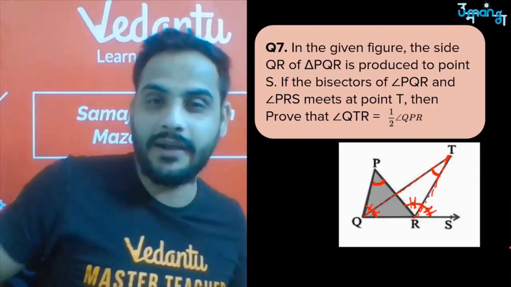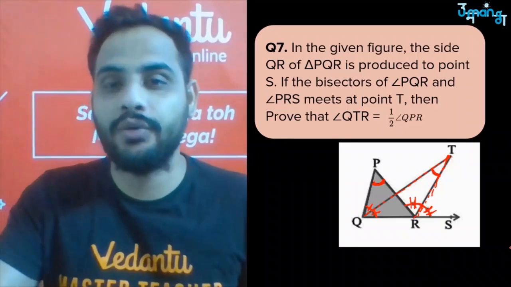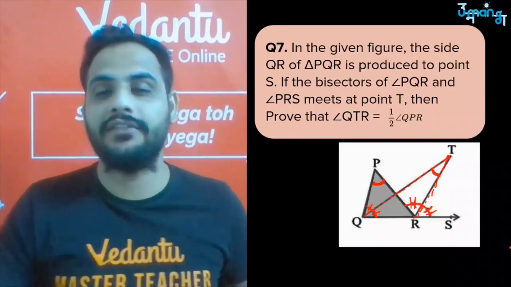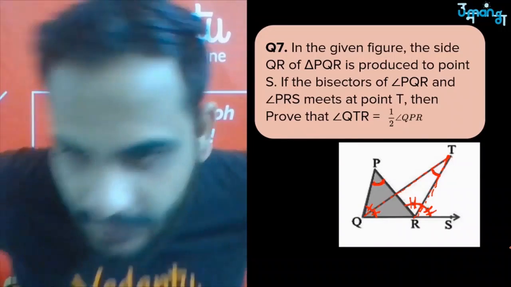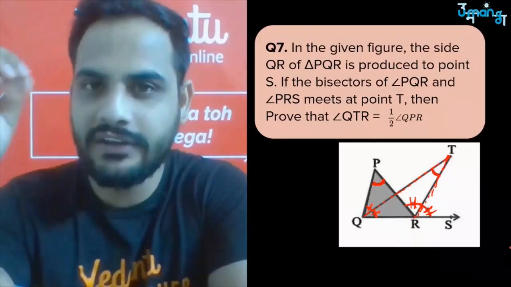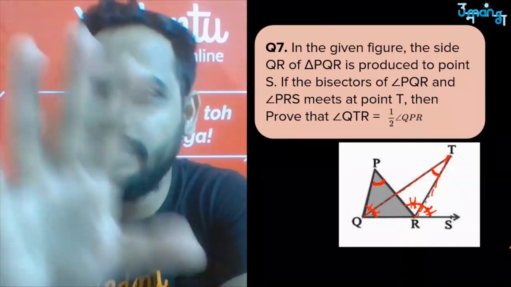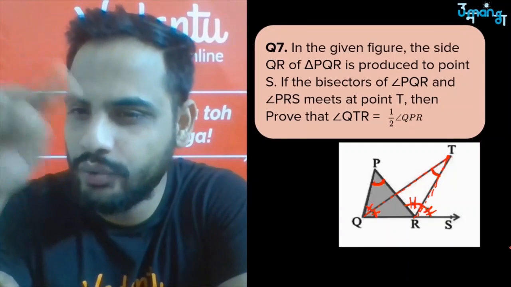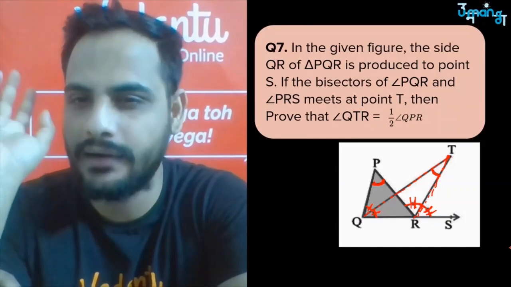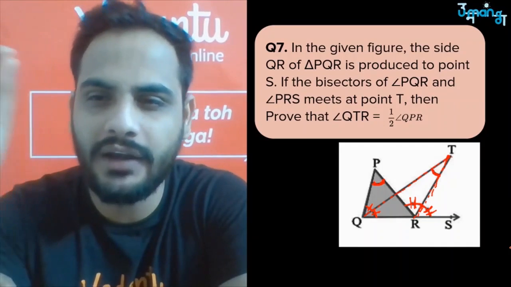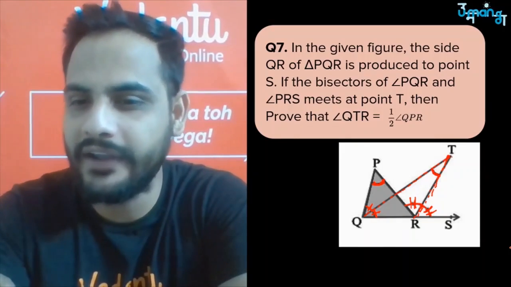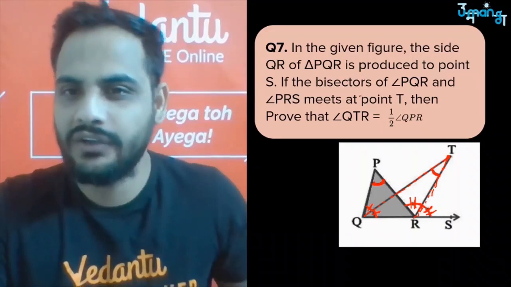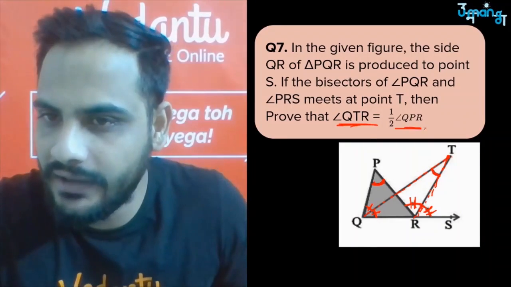Now look, those students who think they can do it on your own, I would suggest that you pause this video, solve this question on your own, and then see the solution. Now watch, beta, whenever there are proof questions, always think that I want a relationship between QTR and QPR. So my main aim is to find the values of angle QTR and QPR, and then I will see how I reach that conclusion.